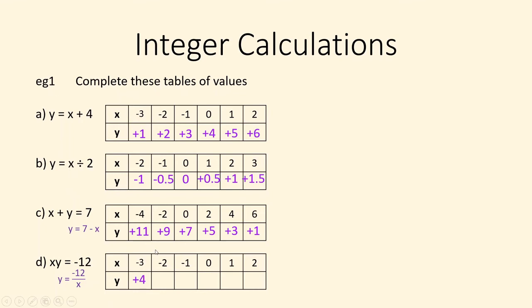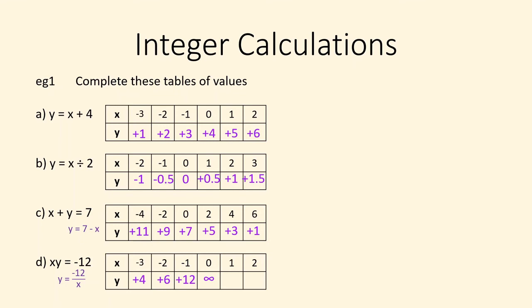Next, if x is equal to negative 2, negative 12 divided by negative 2, the signs are the same, so my answer will be positive. And 12 divided by 2 is 6, so positive 6. Then when x is equal to negative 1, negative 12 divided by negative 1, the signs are the same, so our answer is positive. 12 divided by 1 is positive 12. Now when x is equal to 0, we can't actually divide by 0. It's not possible. So you might want to leave this one blank, or you might put infinity.